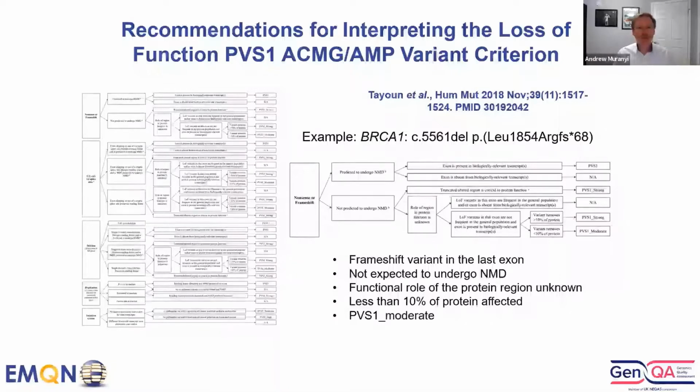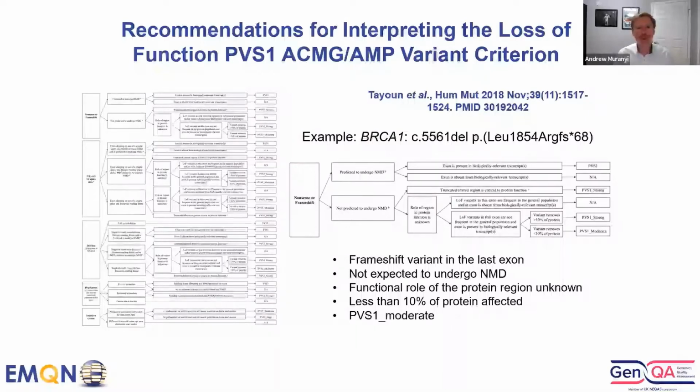From this scheme that happened a couple cycles ago, it was a BRCA1 5561del. This is a frameshift variant, so it would follow the first point in the decision tree. It's a non-sensitive frameshift. This variant occurs in the last exon, so it's not predicted to undergo nonsense-mediated decay. The functional role of this protein region is unknown, and less than 10% of the protein is affected. So we end up with a PVS1 moderate strength.